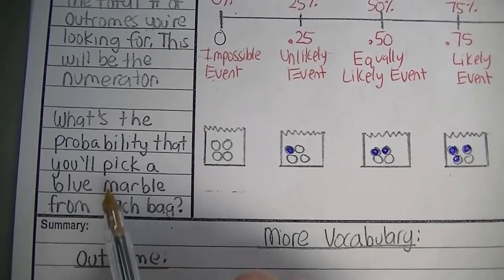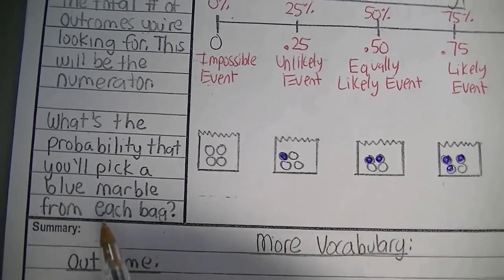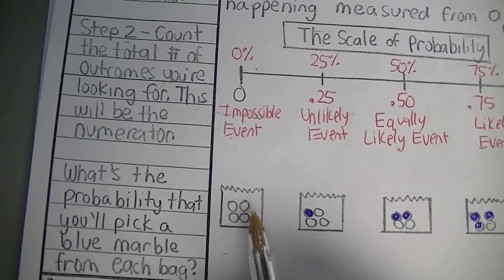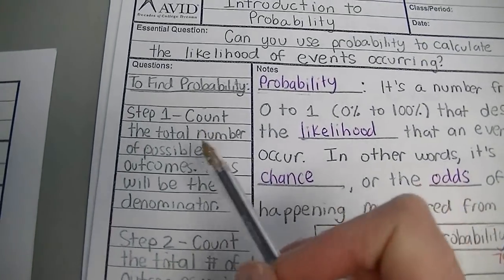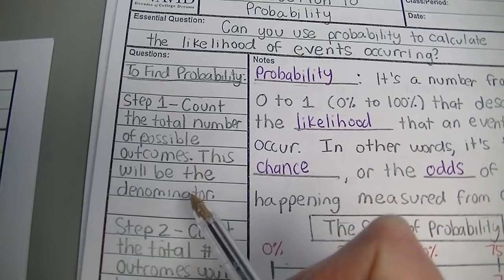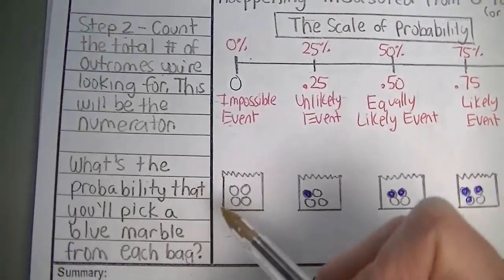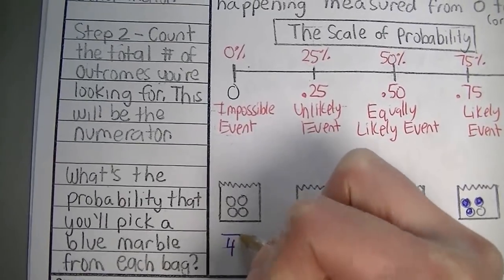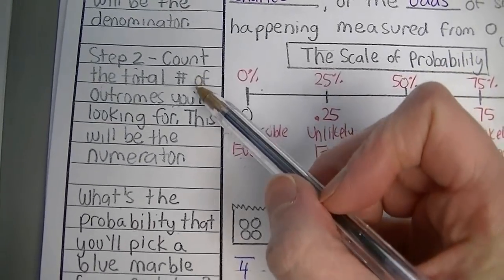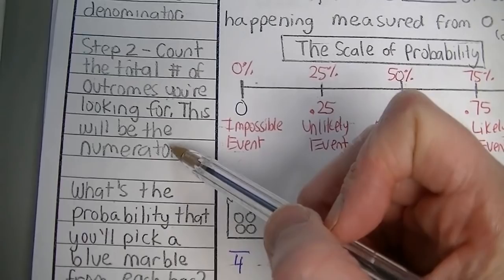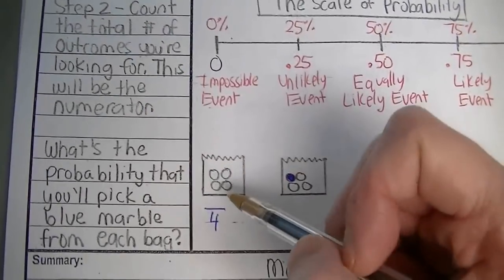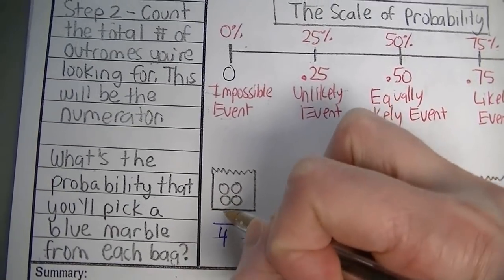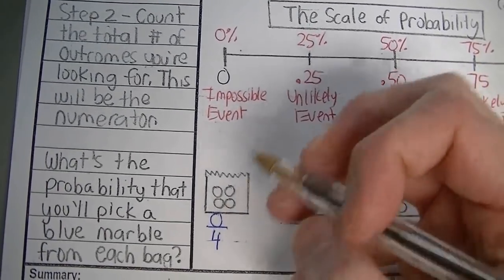So it's saying, what's the probability that you'll pick a blue marble from each bag? So you'll see right here that there are no blue marbles in this bag. And your first step was to count the total number of possible outcomes. This will be the denominator. I see that there are 4. So our denominator is going to be 4, okay? Step 2 says, count the total number of outcomes you're looking for. This will be the numerator. So I'm looking here and I'm looking for blue marbles and I don't see any. So since there's none, you're going to put a 0 there, okay?